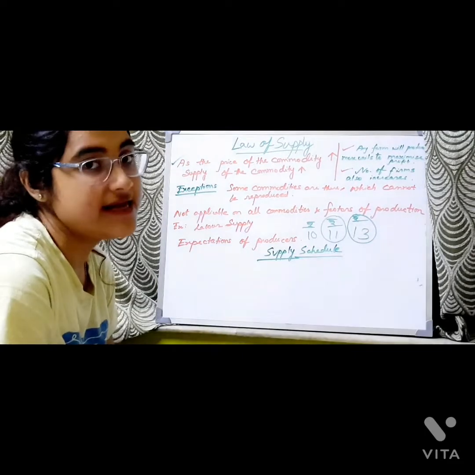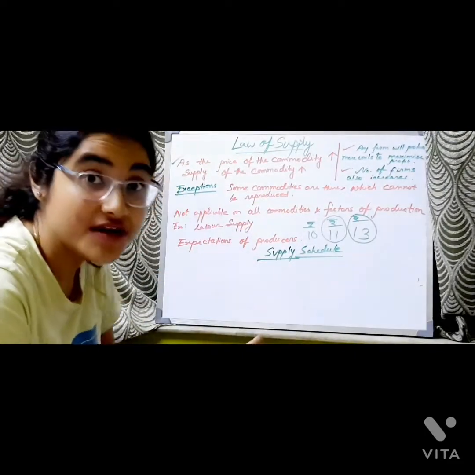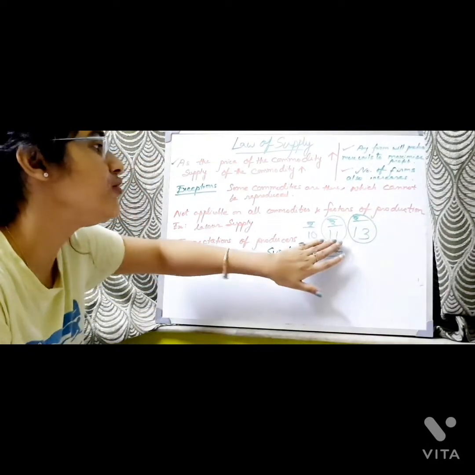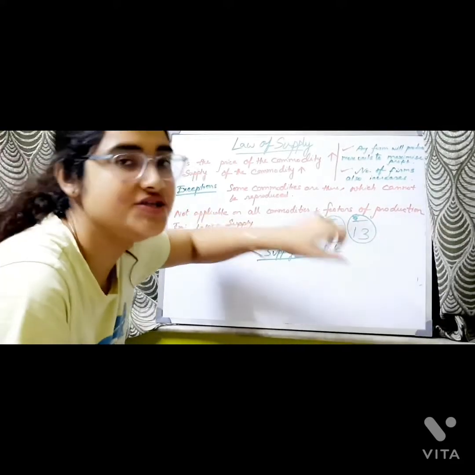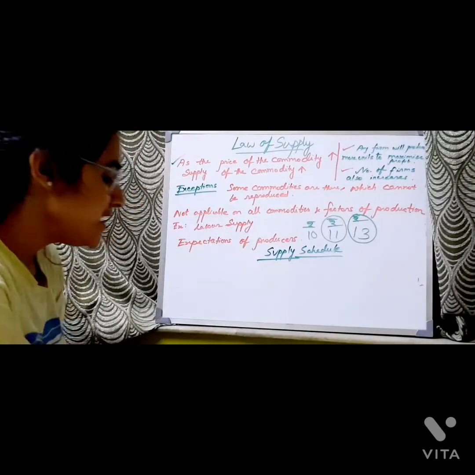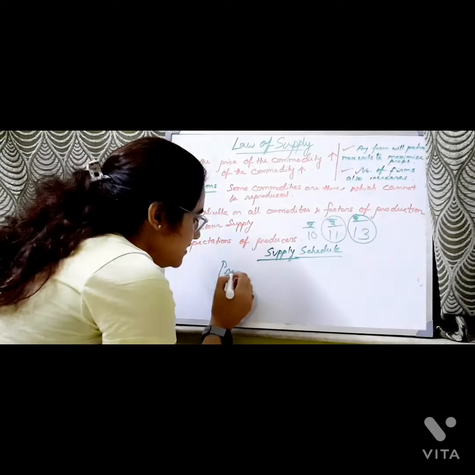So expectation of producers: if producers expect the price of the product to rise further in future, then they will not produce more at this price. They will produce when the price reaches rupees 13. In that case, the law of supply doesn't apply. Now, the supply schedule is a very easy one.